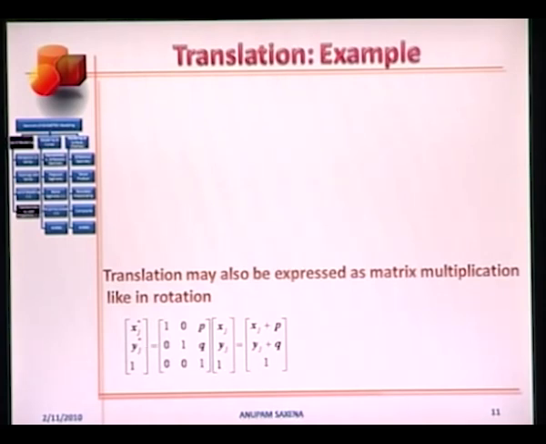Note that without the introduction of the additional entry in the position vectors of both the new and the old points, it would have been difficult for us to express translation as a matrix multiplication operation. In short form, Pj star is T, the translation matrix, times Pj. Once again, the translation matrix T is given by 1, 0, p, the first row, 0, 1, q, the second row, and 0, 0, 1, the third row.